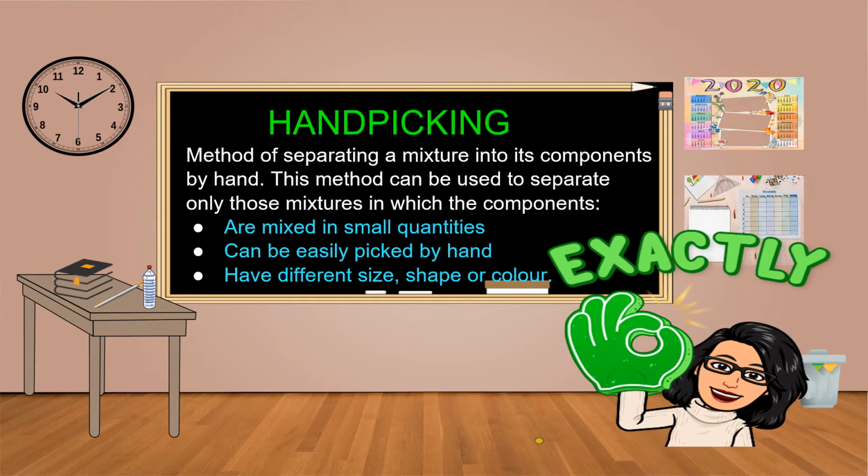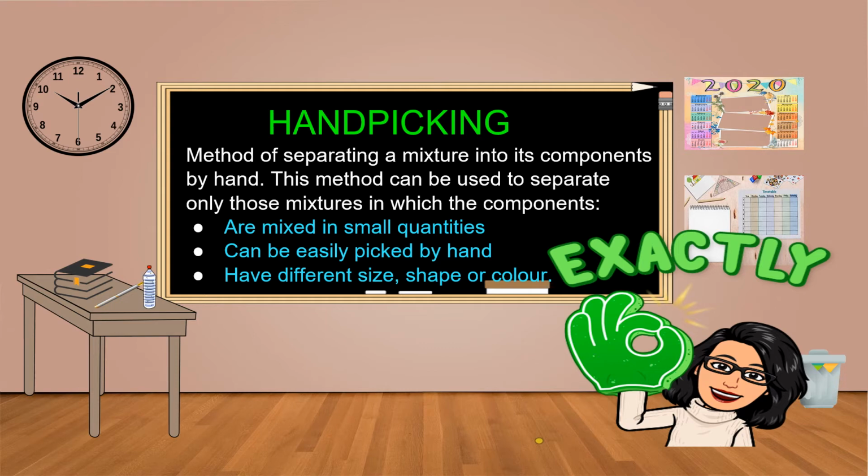Hand picking. We can separate all these useful components by the process called hand picking. Hand picking, picking by hand. Yes, the term itself explains its meaning. Method of separating a mixture into its components by hand is called hand picking. In this mixture, all the components could be useful, or it could have impurities also. In both the cases, we can use this process.